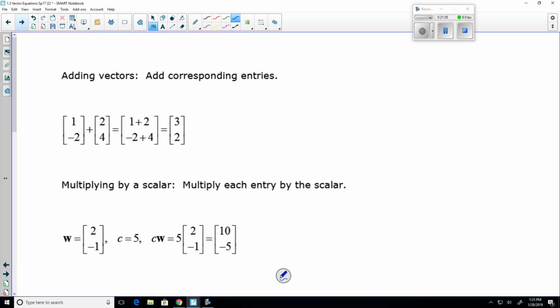Okay. You can add two vectors as long as they're the exact same size. So you can add two R2 vectors together, you can add R3 vectors together, but you can't add an R2 vector to an R3 vector. And the way you add them is you just add the corresponding entries.